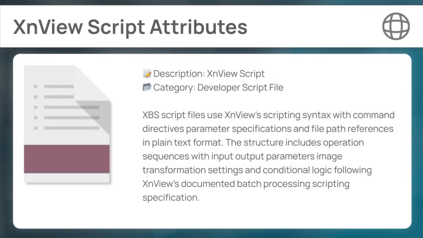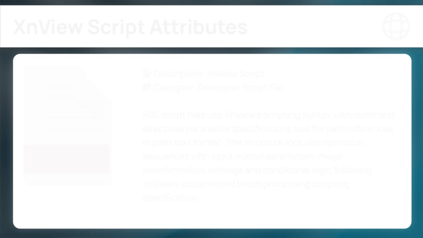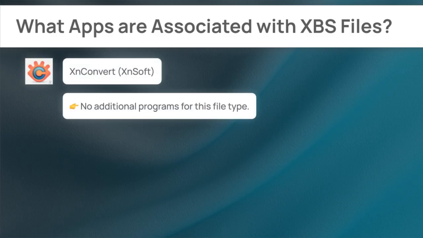XBS script files use XnView's scripting syntax with command directives, parameter specifications, and file path references in plain text format. The structure includes operation sequences with input-output parameters, image transformation settings, and conditional logic, following XnView's documented batch processing scripting specification. In most cases, XBS files work best with XnConvert created by XnSoft.